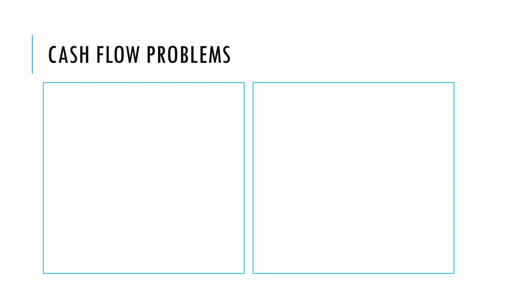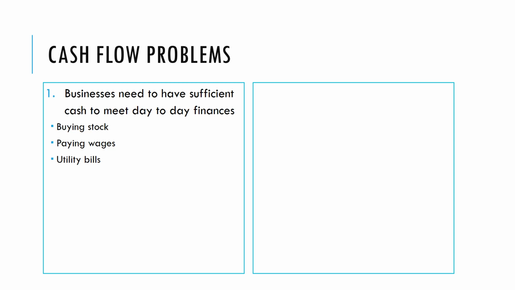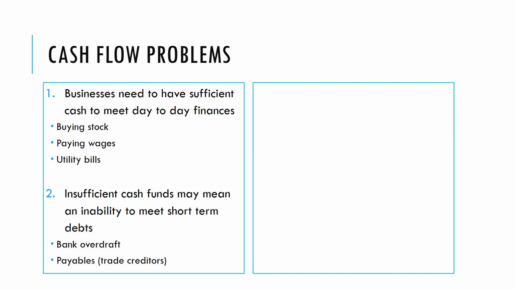So cash flow can cause a number of problems for a business, the biggest one being that they run out of cash and go insolvent and end up having to stop as a business. So businesses need to have sufficient cash to meet their day-to-day finances, like buying stock, paying their staff, or perhaps their energy bills and things like that. If they don't have enough cash, they may have an inability to meet any debts that they owe, maybe pay off their overdraft or pay any money to suppliers that they've agreed to pay in the future.